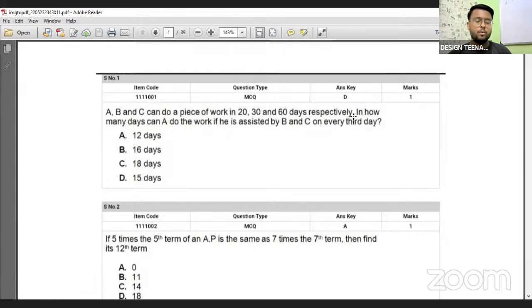You need to tell me how, real quick, because the answer is obviously given over here. So tell me how. Sir, 20 days and 30 days and 60 days, for how many days, sir? They're asking individually these three people can do a single piece of work in 20, 30, and 60 days. If A is assisted by B and C on every third day, sir, so how can they do it?